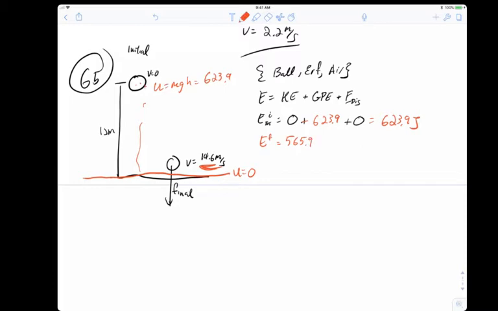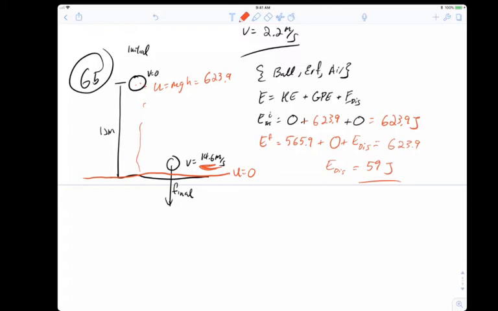0.9. The gravitational potential energy at that position is 0. And I don't know how much air energy has been dissipated so far. And so you can set this equal to 623.9 to figure out how much energy has been dissipated. 59 joules.